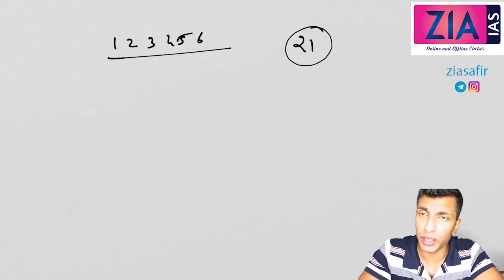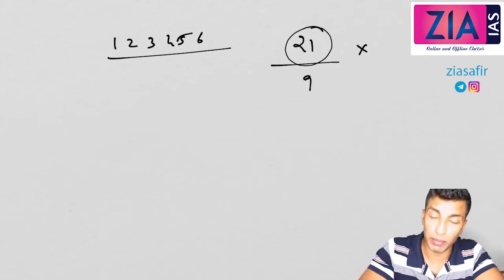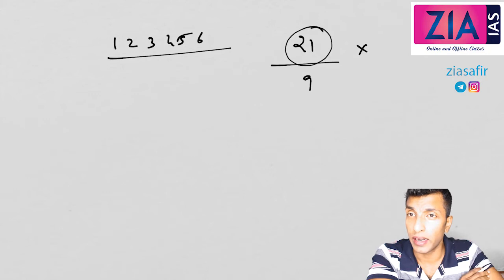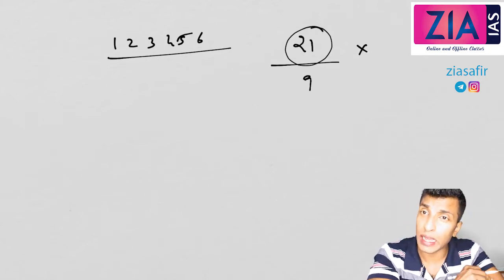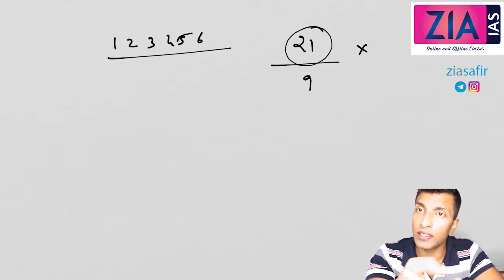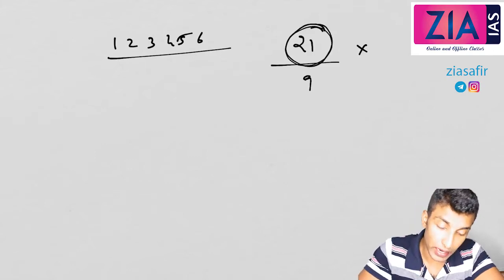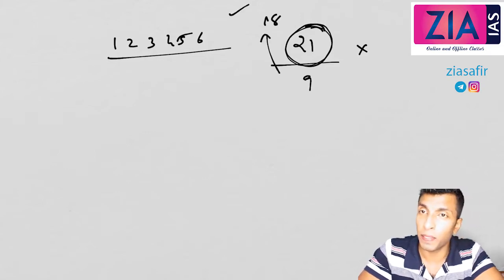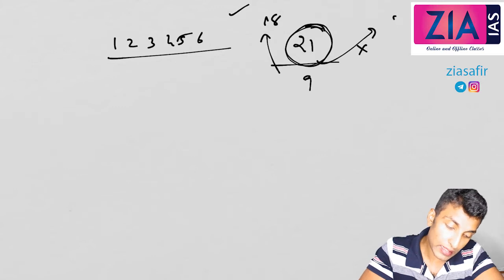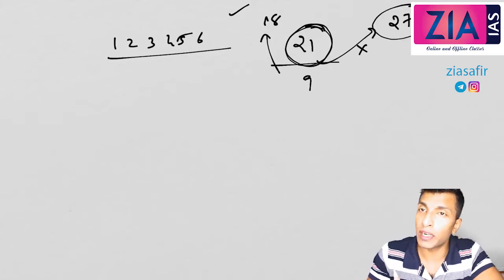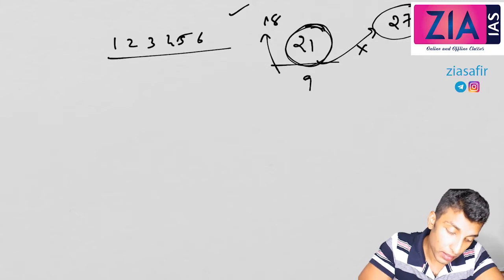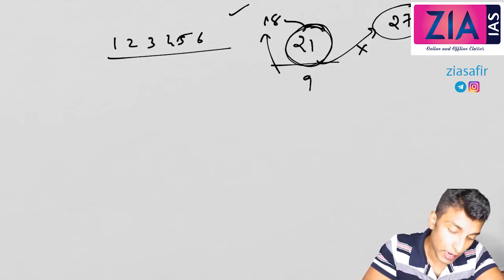Is this divisible by 9? No, it is not divisible by 9. So this number is not divisible by 9. Okay, so the question can be: what is the next number which is divisible by 9? The previous number also you can ask. Here you are getting 21. If it was 18, it's a multiple of 9, so it would be divisible by 9. If it is 27, then also it is going to be divisible by 9. So if they are asking for the previous number, you have to make it 18.